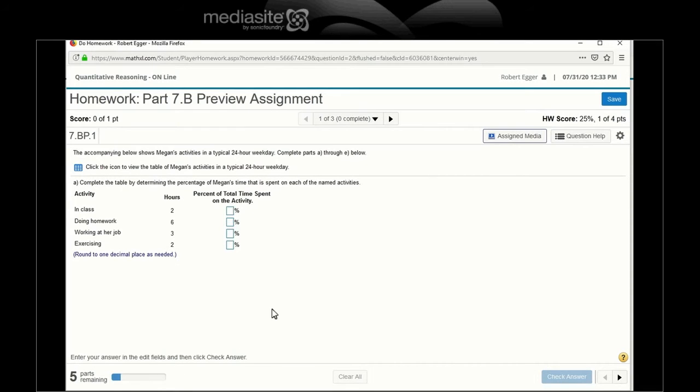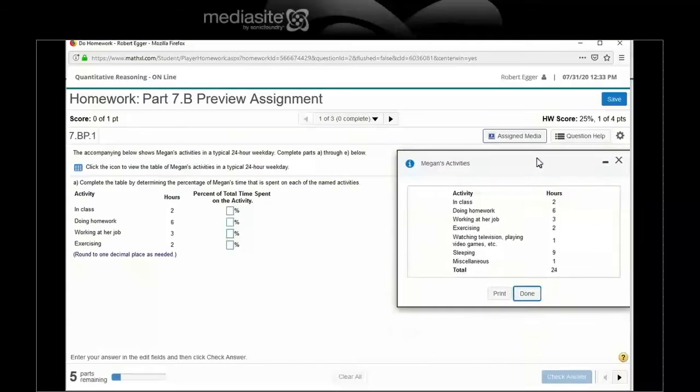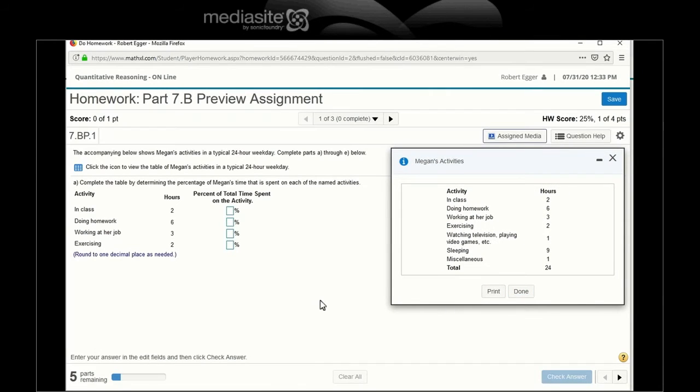Ooh, 5 parts. It's going to be a long one. So let's see, it shows Meg's activities in a 24-hour day. Complete A through E. Complete the table by determining the percentage of Meg's time that is spent on each of the named activities. In class, 2 hours. Doing homework, 6 hours. 3, 2, and I guess the next page will cover the next couple ones.